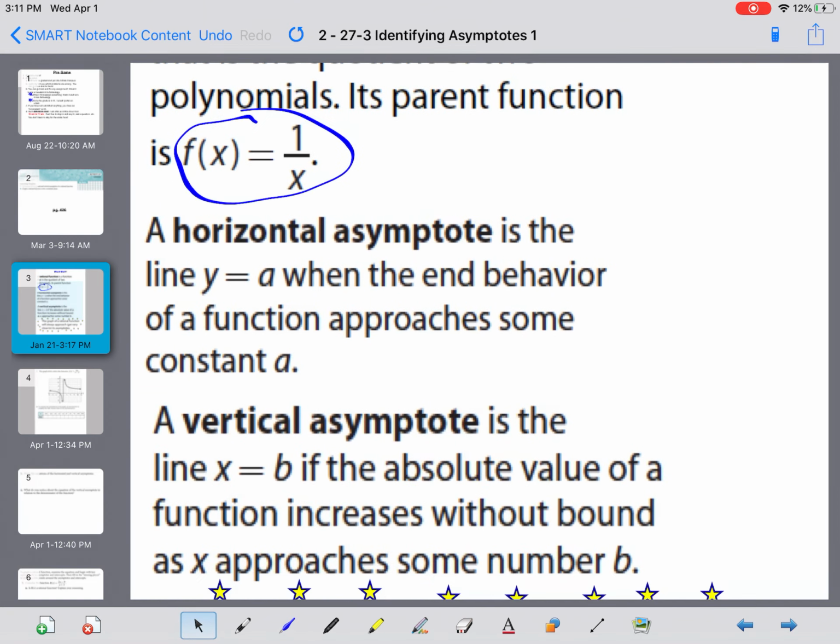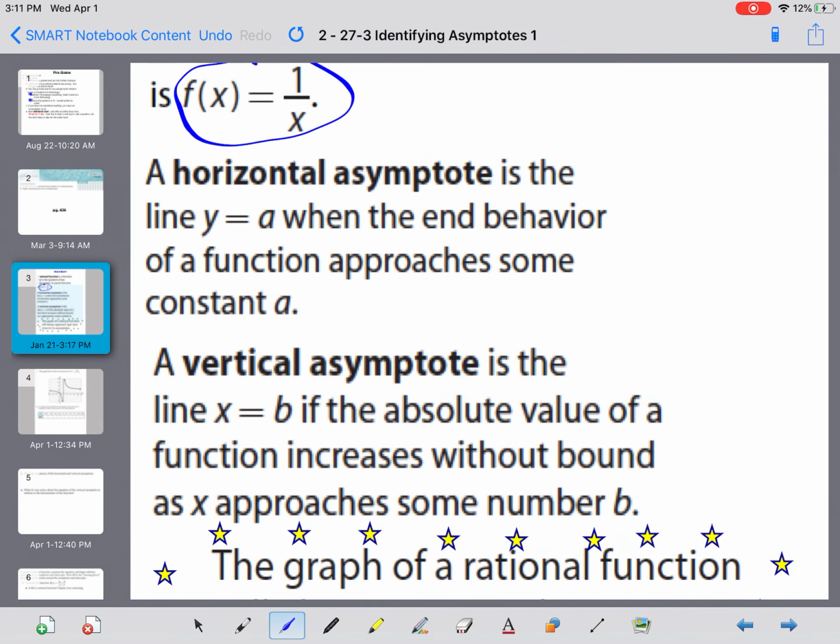Horizontal asymptotes we've seen before, but we're going to see them more and more in our graphs today. Horizontal asymptote y equals a. This happens at the end behavior. So way out to the left, way out to the right of a graph. The vertical asymptote is an x equals because it's a vertical line. This happens when a function increases without bound. That just means it keeps going, either up or down.